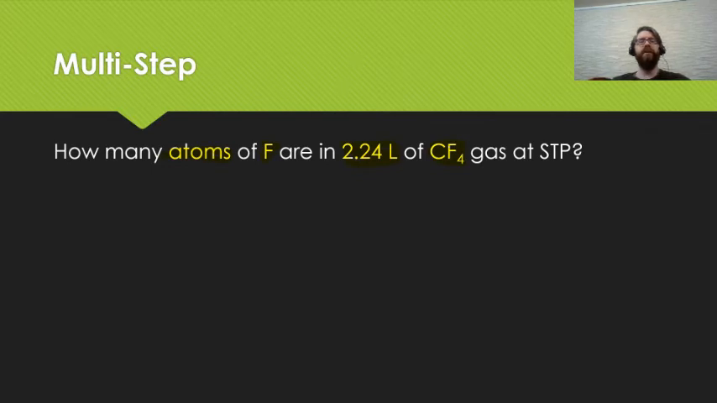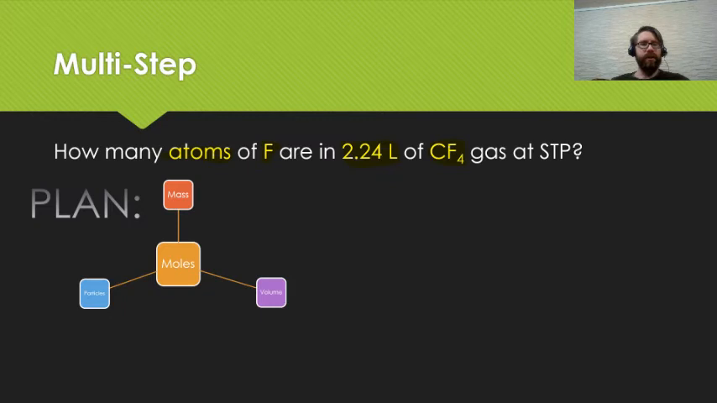So let's plan out our path here. Let's make a plan. Let's look at the diagram that we just had. We're in 2.24 liters, and we want to go to atoms. So we want to get from volume to particles. Now you see there's no line. We have to go through the mole. So to diagram this out, I'm going to go from volume to moles, and then I'm going to go from moles to particles. So it's going to be two fence posts. So let's go through and do that.